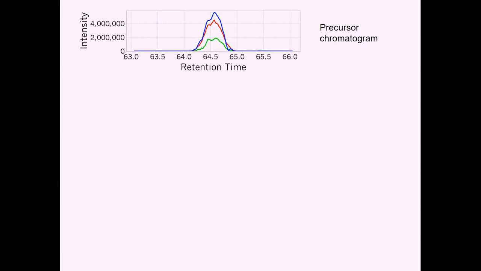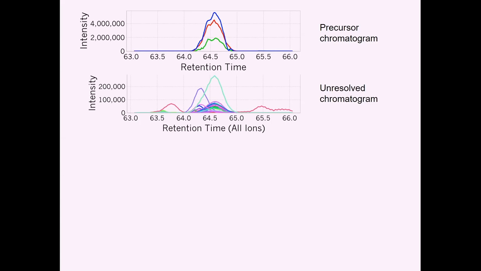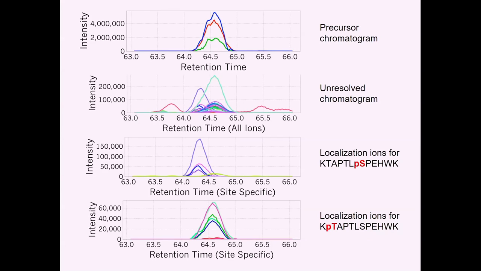Here's another case where this is the precursor chromatogram, so this is the MS1 data. It looks like there's just one signal there. You look at the product ion chromatograms, and there's clearly a mess of things going on there. If you look at the localization-specific ions, it's clear that we're able to define two different positional isomers.